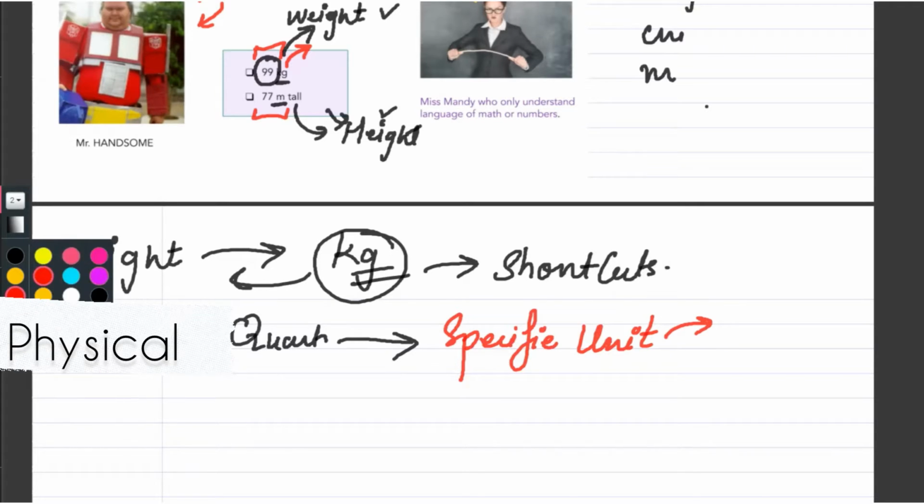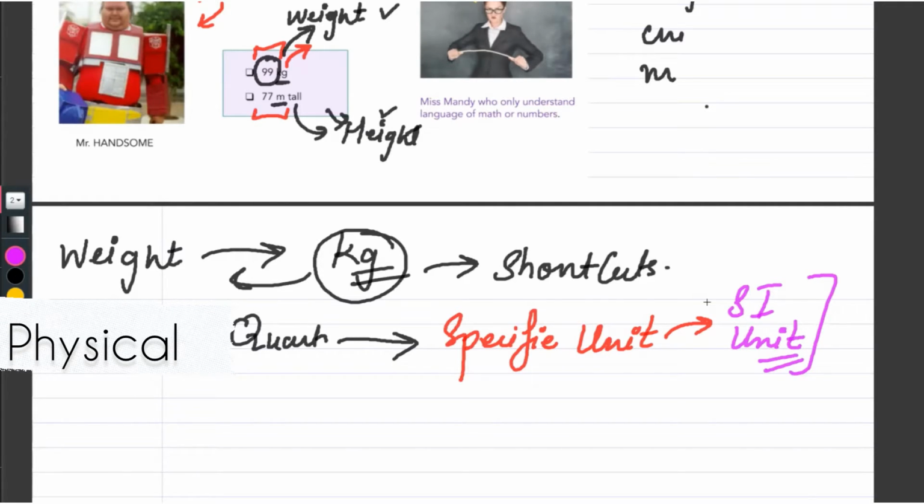And the name of that system is called SI units, or system international units, you could say that. So there are four main concepts, even though they are very initial concepts. I know you have learned a lot, but I just want to make things clearer to you.